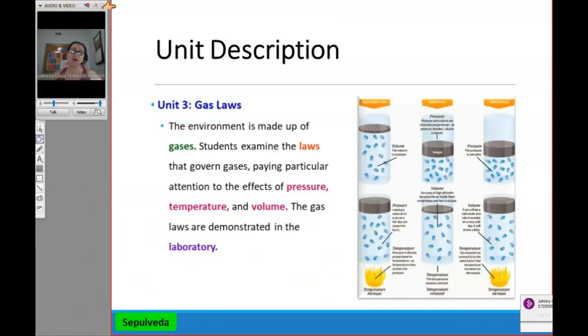All right, with that being said, we're going to move right on into Unit 3, gas laws. We're going to talk about how the environment is made up of gases. When we think about it, we're breathing in gases. Every time we walk, we're walking through a big gas. Students examine the laws that govern gases, and we pay particular attention to the effects of pressure, temperature, and volume. Obviously we're going to demonstrate this through our laboratory, and we're going to actually have a lab.